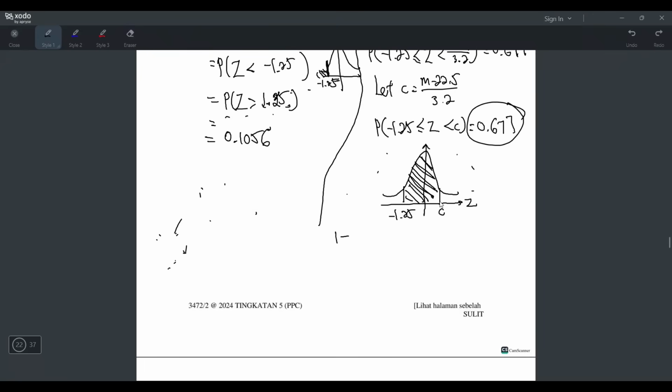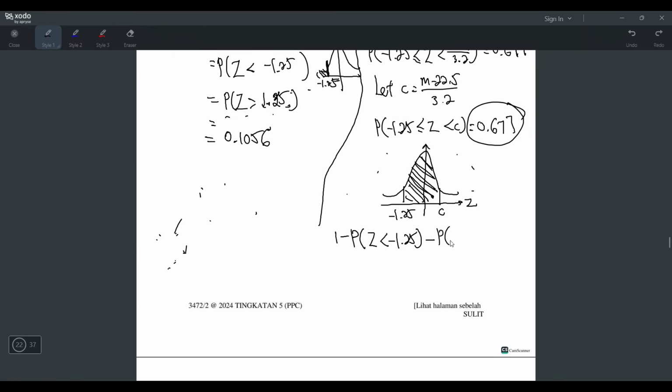So 1 minus what? 1 minus the probability, or you can say the area of region for Z smaller than negative 1.25, right? Because you don't want this part. That's why you find it out so that you can minus it, you can buangkan dia. Same with this side also.